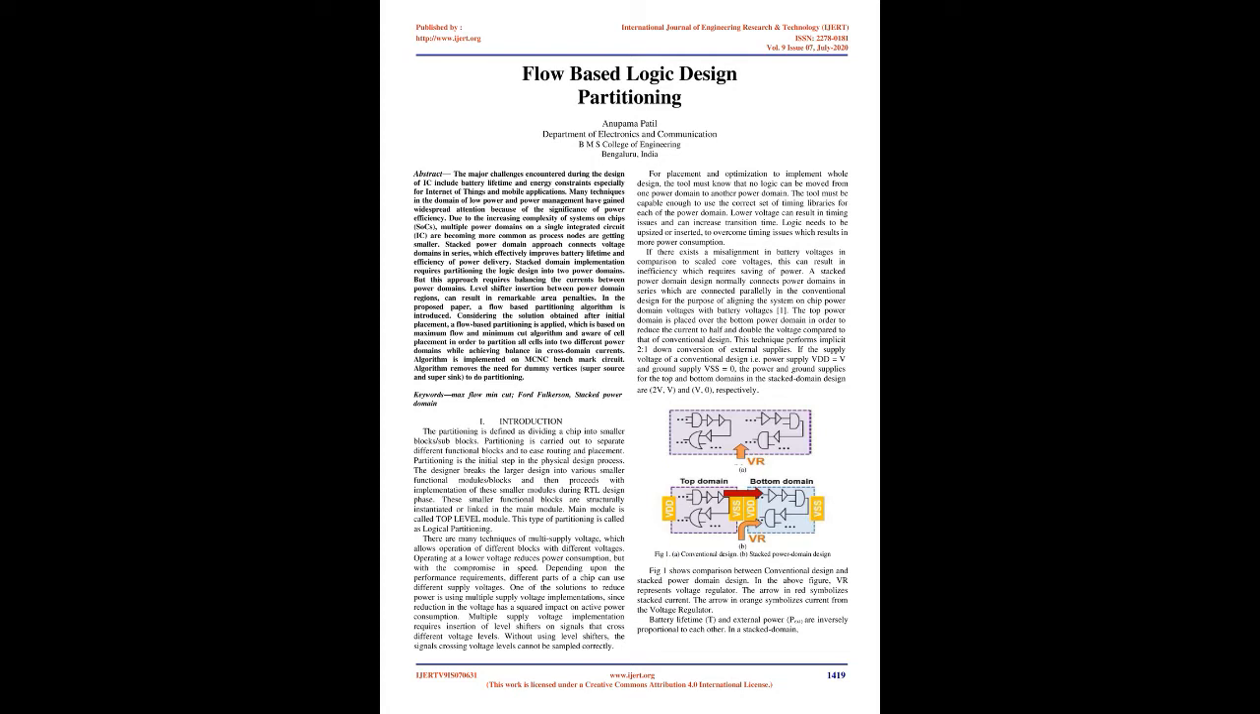There are many techniques of multi-supply voltage, which allows operation of different blocks with different voltages. Operating at a lower voltage reduces power consumption, but with the compromise in speed. Depending upon the performance requirements, different parts of a chip can use different supply voltages. One of the solutions to reduce power is using multiple supply voltage implementations, since reduction in the voltage has a squared impact on active power consumption. Multiple supply voltage implementation requires insertion of level shifters on signals that cross different voltage levels. Without using level shifters, the signals crossing voltage levels cannot be sampled correctly.